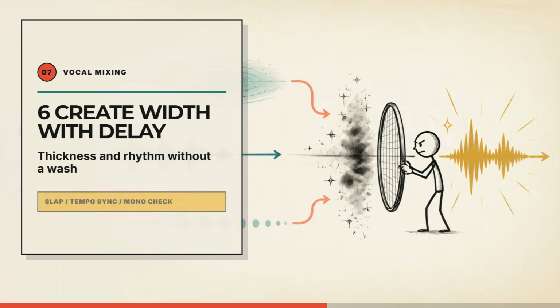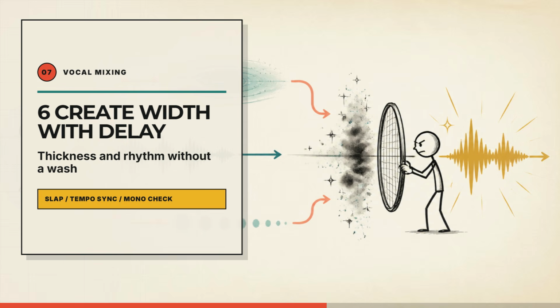Tip 6. Use delay for width and rhythmic support. A short slap delay, often somewhere around 80 to 150 milliseconds, creates a fast repeat that the ear can fuse with the direct voice. It can add thickness without producing the long wash of reverb. Keep feedback low for a single or limited repeat and filter the return so it supports the vocal instead of copying every bright consonant and low mid resonance.